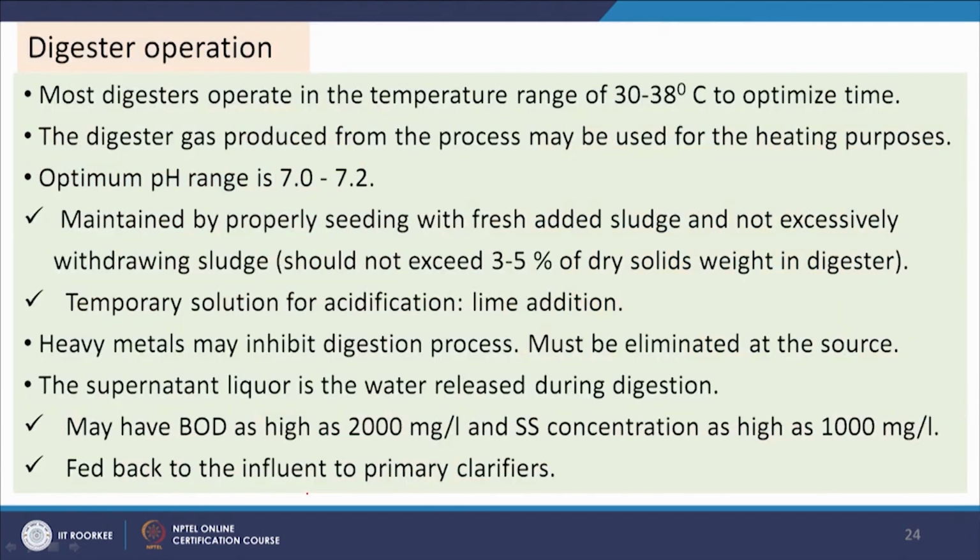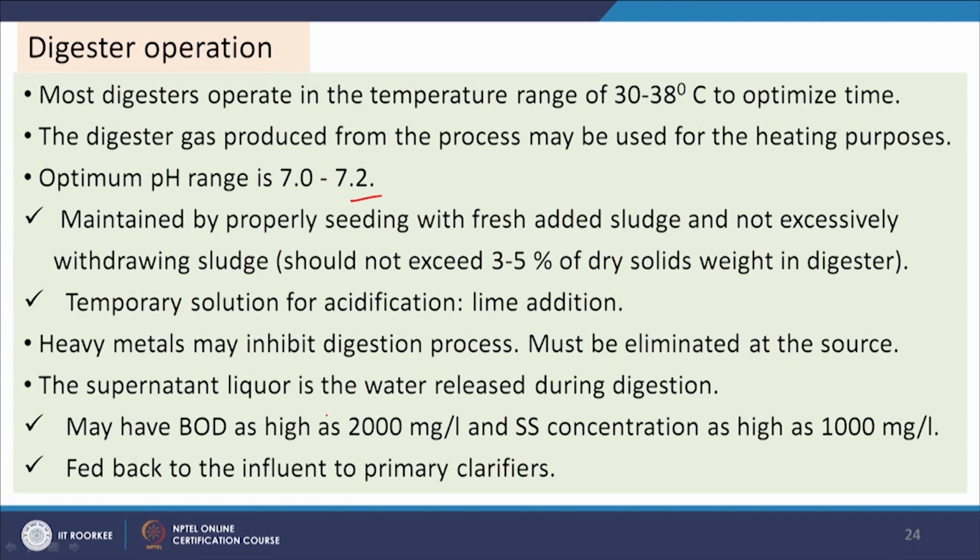And regarding digester operation, if it is a single chamber digester, then the pH is maintained around 7 to 7.2 by properly seeding with freshly added sludge and not excessively withdrawing sludge; it should not exceed 3 to 5% of dry solids weight in the digester. A temporary solution for acidification can be adding lime. See, if the pH changes, then we can temporarily add some lime. And heavy metals may inhibit the digestion process, so they must be eliminated at the source.